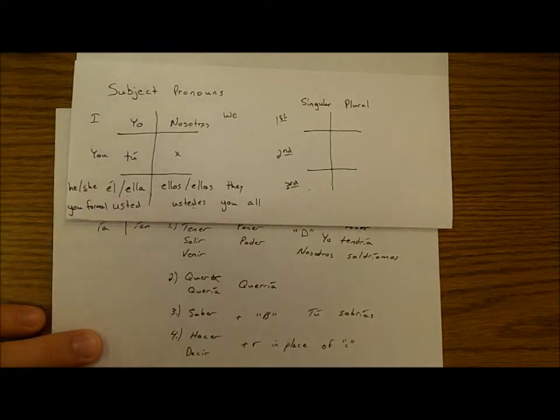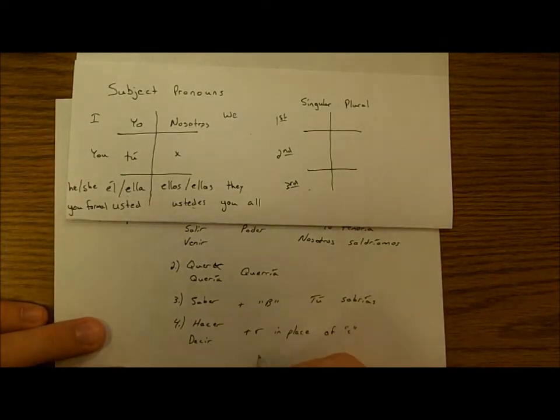And for decir, you're going to be changing a vowel. So, if we want to say they would do or they would make for hacer, we start off with ellos. Take off the ER, change the C to an R. So, ellos harían.